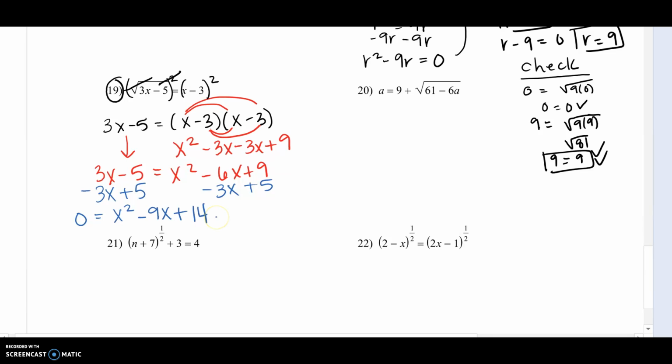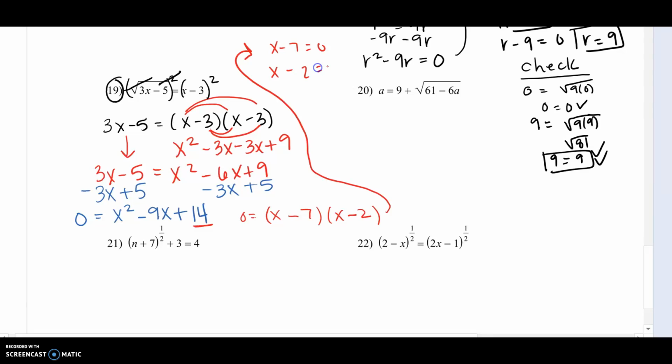And now I'm going to factor. If I factor this, I have 0 equals (x and x). What goes into 14? 7 and 2. And I'm going to have negative and negative. If I come back up here, sorry guys, I'm just running out of room. I have x minus 7 equals 0 and x minus 2 equals 0. If I solve, I get x equals 7 and x equals 2.